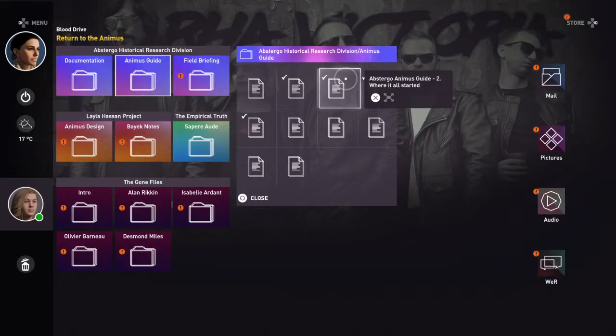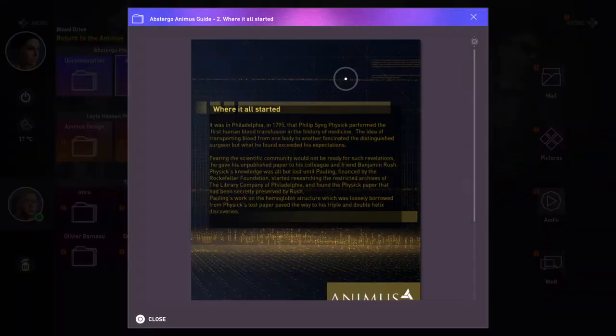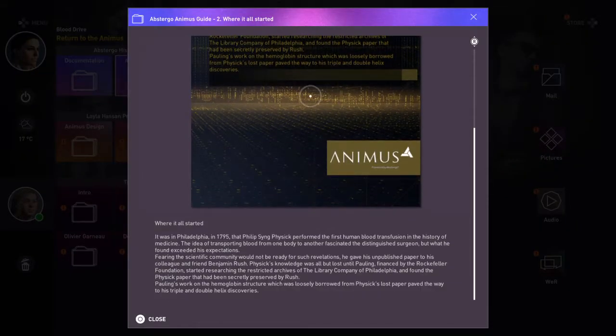Okay, nothing really too alarming there. We get here, where it all started. Again, nothing really too interesting. Actually, no. This might be it. This is where it starts getting interesting. So, Philadelphia, 1795. Someone performed a blood transfusion. I don't know if that historically is accurate, but hey, it could have happened. 1795 seems a little early, but hey, it could have happened.